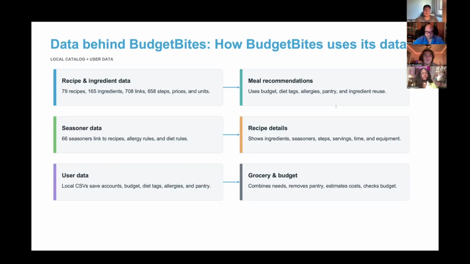We also created a separate seasoning dataset from the recipe information. It contains 66 seasonings, including spices, sauces, and other flavoring items. We connected them with recipes and added allergy and dietary rules. This allows seasonings such as soy sauce, fish sauce, or mustard to be considered when the system filters recipes.